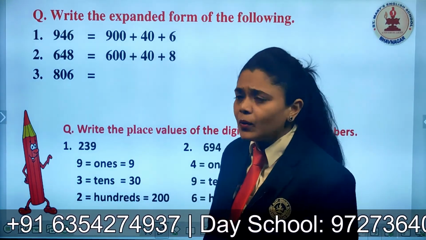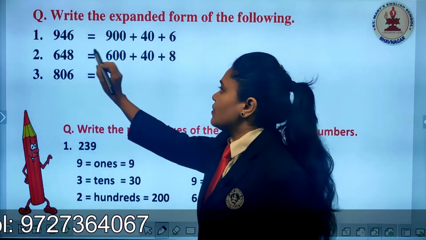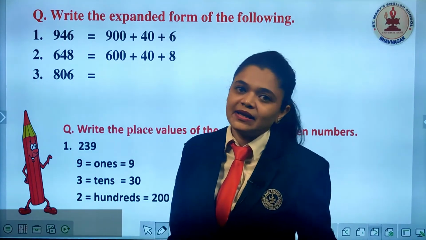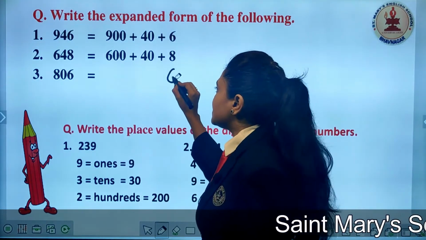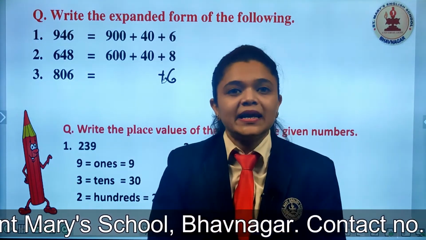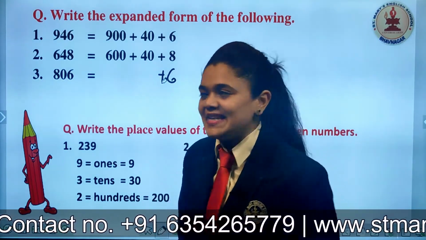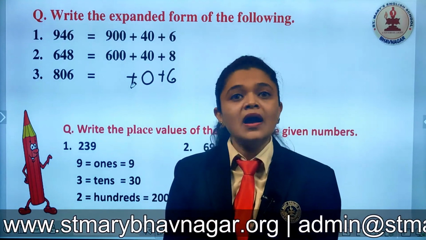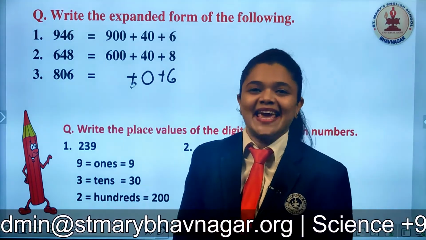Similarly, we are going to do the second one. 648. So, 8, 1's place value, plus 4, 10's place value, 40. And 6, 100's place value, 6 into 100 gives you 600. The third one, we will do it together. 6 at place value of 1, so 6 ones are 6 plus 0. That means there is no number at the place value of tens. So what are we going to write? Did you remember that? Yes, we are going to write 0. So 0 plus. The last number is at the place value of hundreds. So 8 into 100 gives us, everyone loudly, yes, 800.